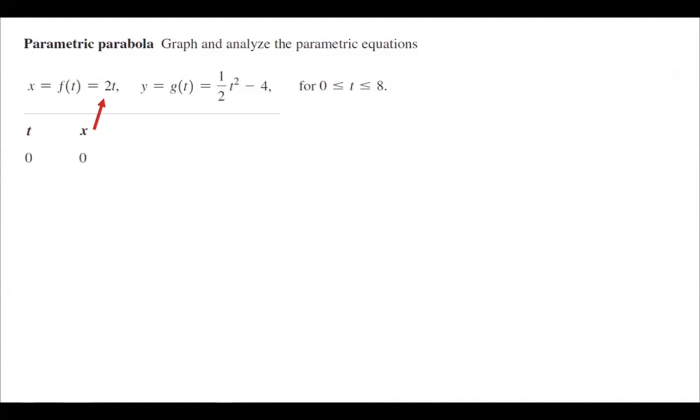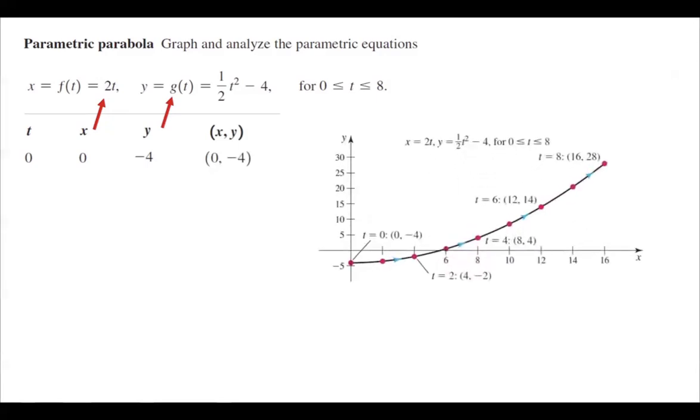What about your y? Very well. So y, which is defined as a half t squared minus 4, becomes negative 4, because a half t squared is just 0. 0 minus 4 is negative 4. So x and y can be written as 0 and negative 4. This is going to be our very first point on the graph. When t is equal to 0, your first point is 0 and negative 4, which is located on your graph down here.